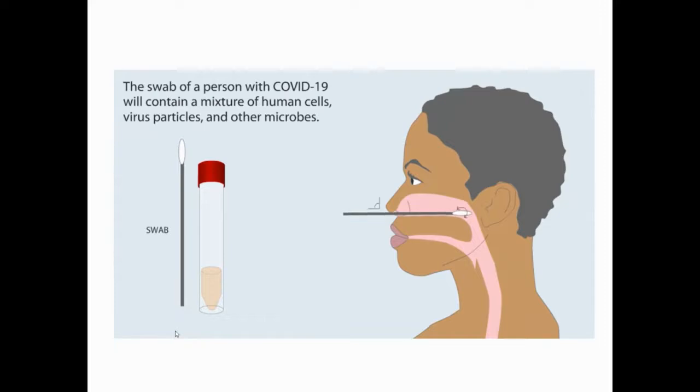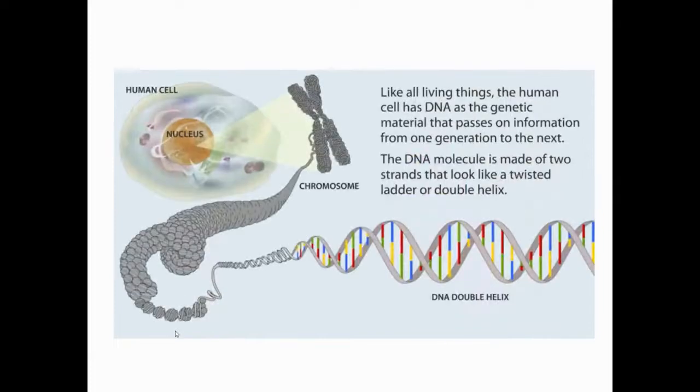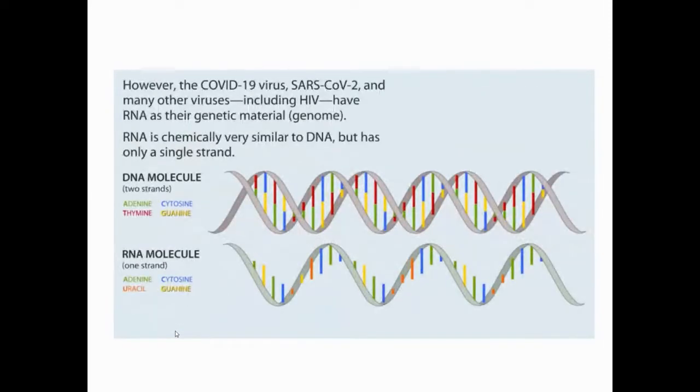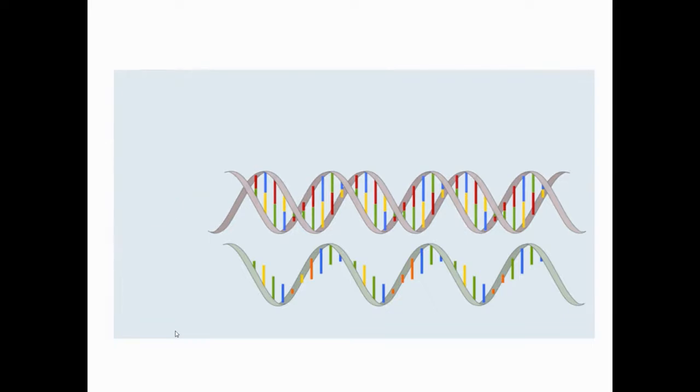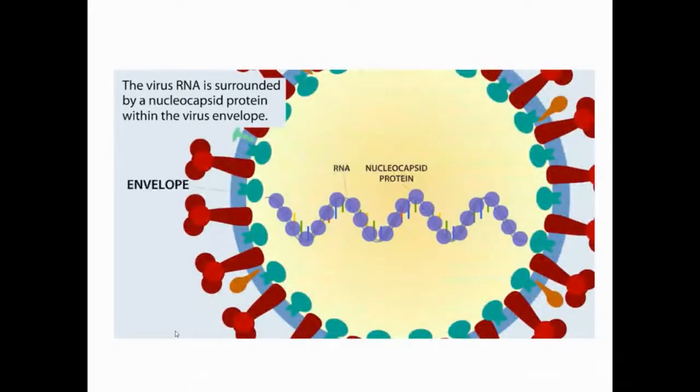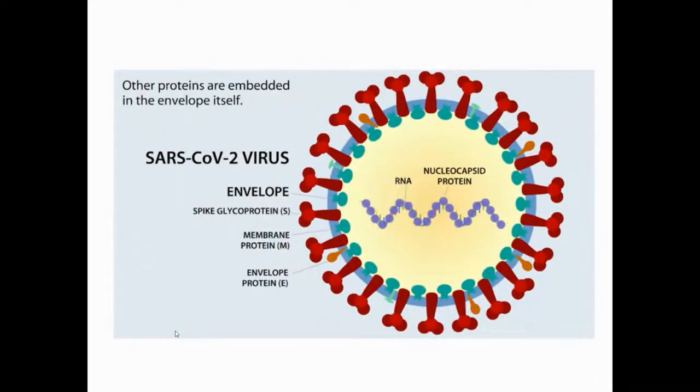The swab of a person with COVID-19 will contain a mixture of human cells, virus particles, and other microbes. Like all living things, the human cell has DNA as the genetic material that passes on information from one generation to the next. The DNA molecule is made up of two strands that look like a twisted ladder or double helix. However, the COVID-19 virus, SARS-CoV-2, and many other viruses, including HIV, have RNA as their genetic material, genome. RNA is chemically very similar to DNA, but has only a single strand. The virus RNA is surrounded by a nucleocapsid protein within the virus envelope. Other proteins are embedded in the envelope itself.